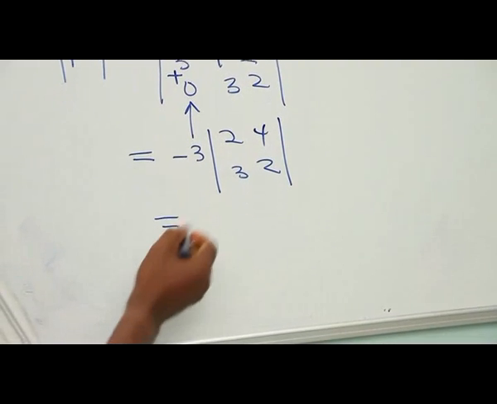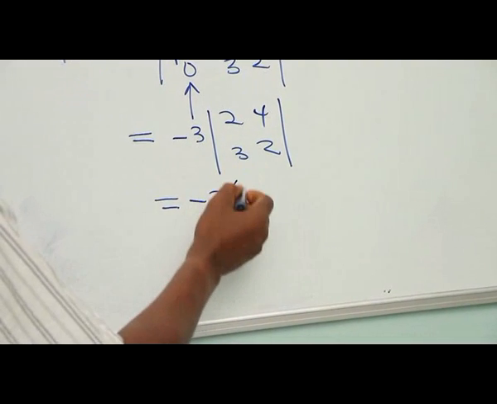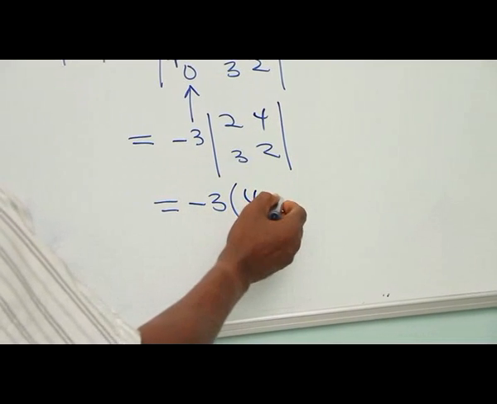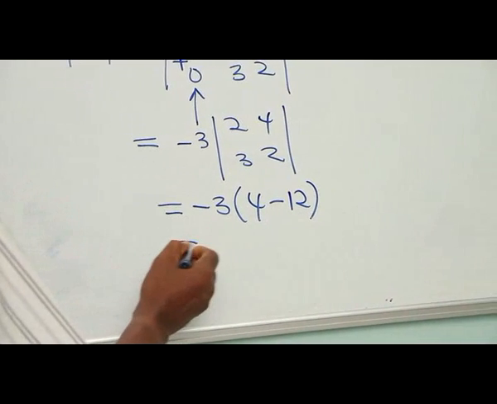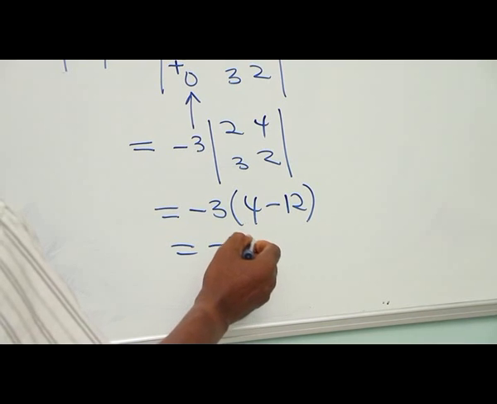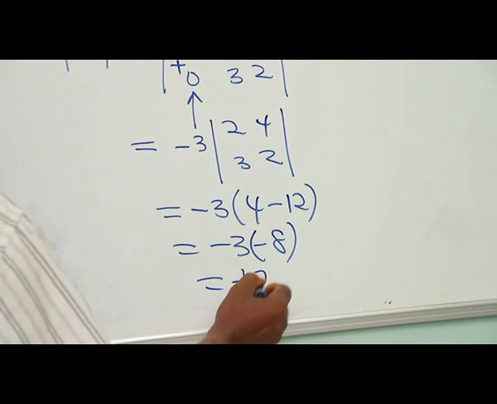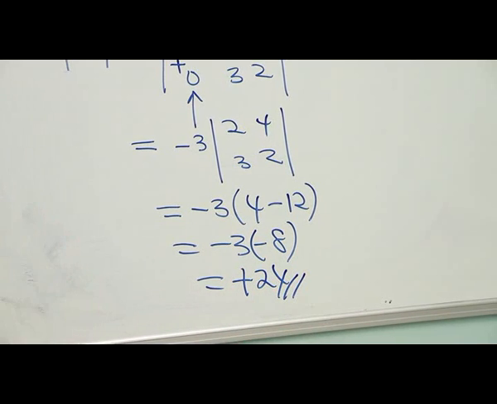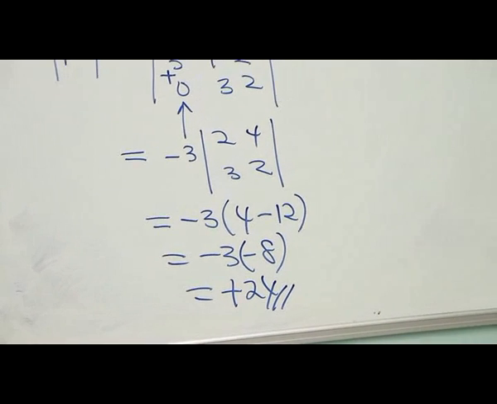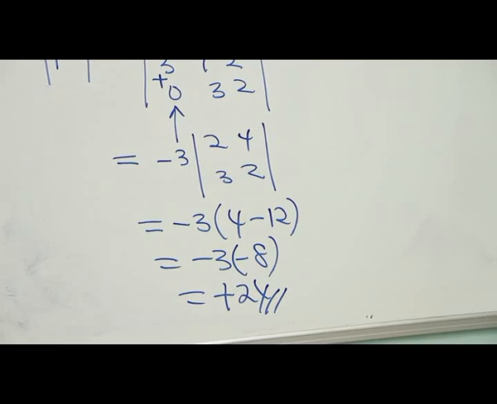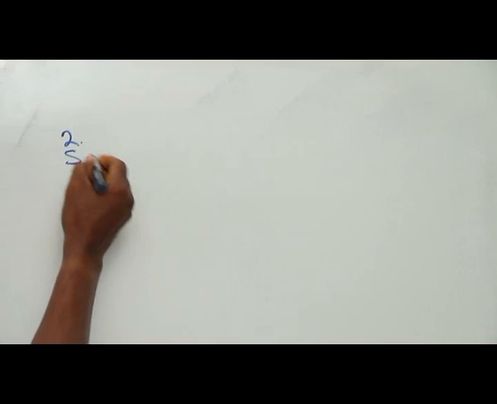Find the value of this, minus 3. 2 times 2 is 4. 3 times 4 is 12. The result of this is minus 3 times minus 8, and that is equal to 24. And that is the determinant of the transpose of the matrix P. Number 2, the solution.